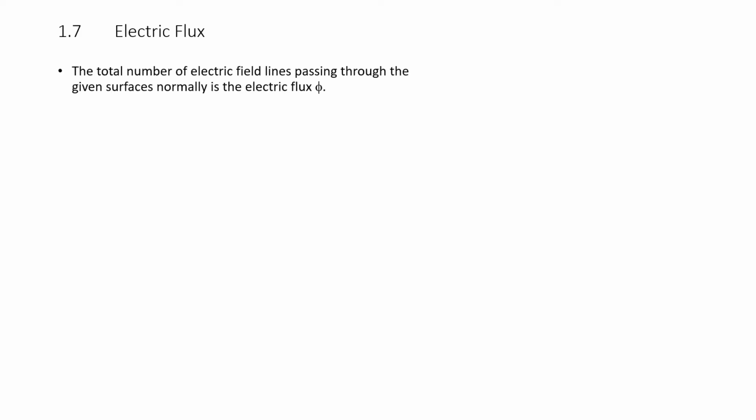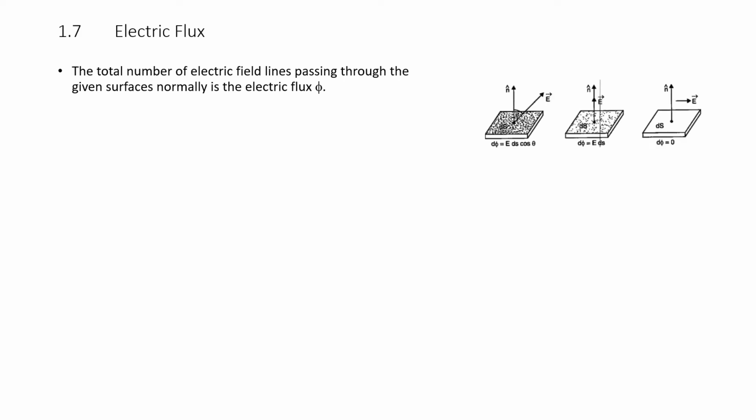Electric flux. In the previous slide we learnt about the field lines. Now we will study electric flux. The total number of electric field lines passing through a given surface normally, that is perpendicular to the surface, is the electric flux. It is represented by the letter phi. Please see the figures on the right hand side.